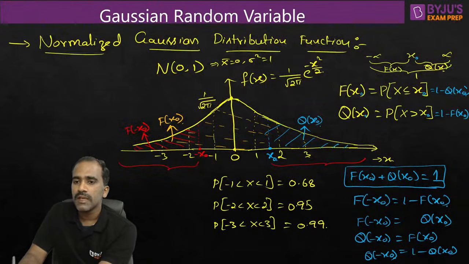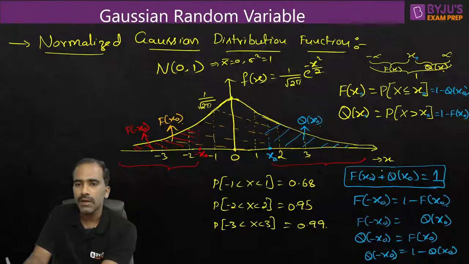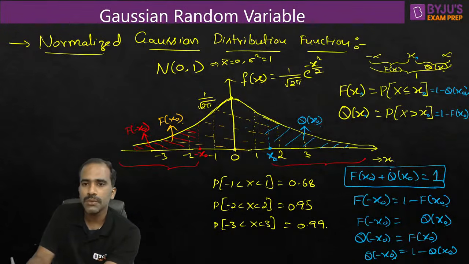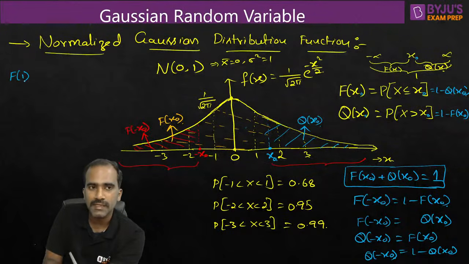So f of x naught can be converted in terms of f of minus x naught. Q of x naught can be converted in terms of q of minus x naught. Similarly, so there we can play around with the q function and f function. Why? Because in the options, when they ask you a question, for example, they say f of 1. In the options, you may not find f of 1.